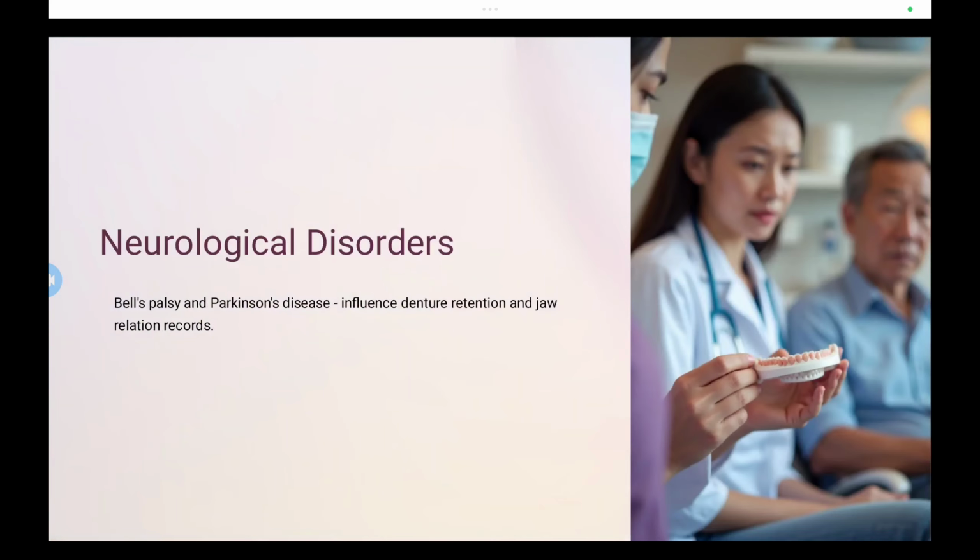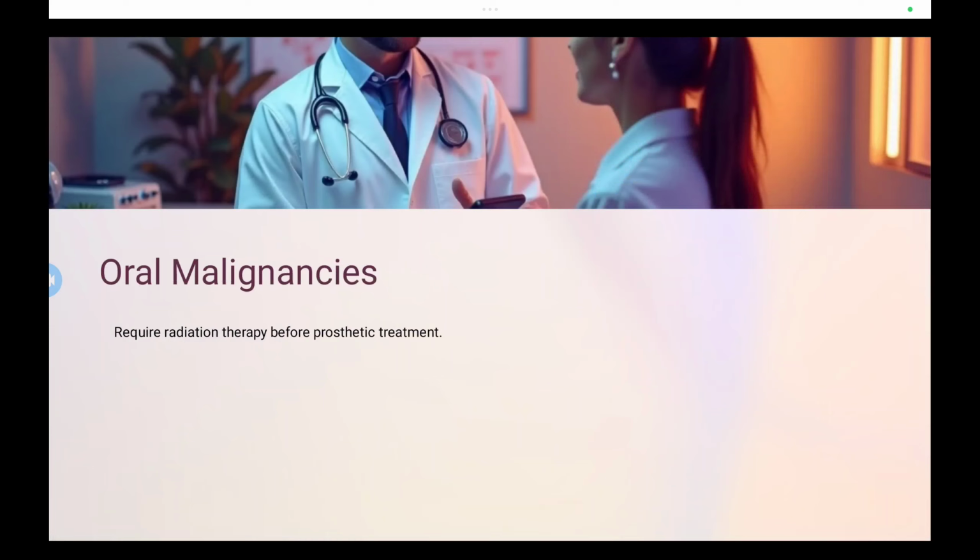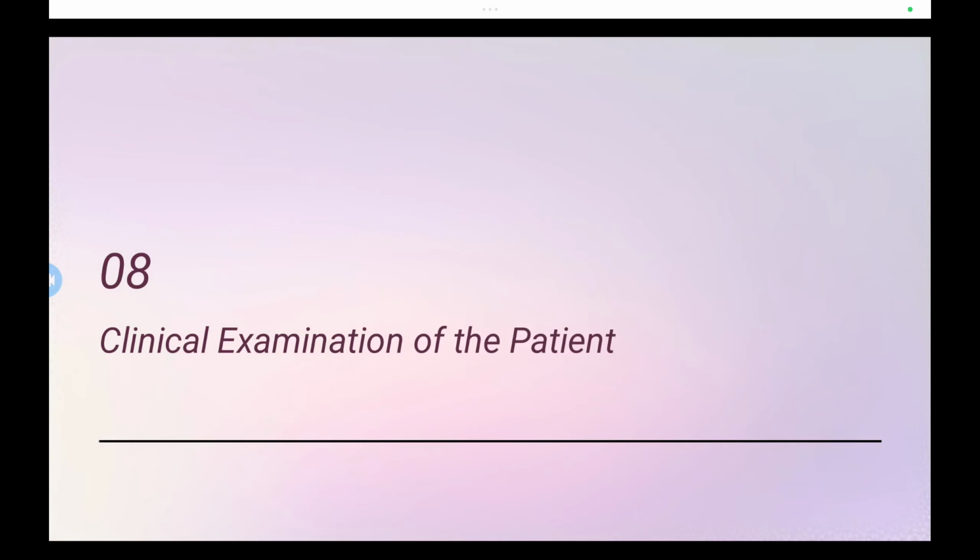Neurological disorders. Bell's palsy and Parkinson's disease influence denture retention and jaw relation records. Disease of the skin, involving pemphigus. Oral manifestations vary from ulcers to bullae, such painful conditions make denture use impossible without medical treatment. Oral malignancies require radiation therapy before prosthetic treatment.